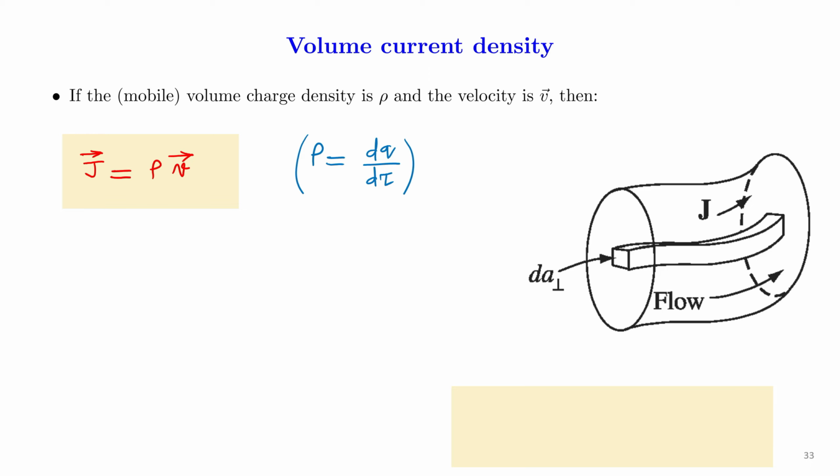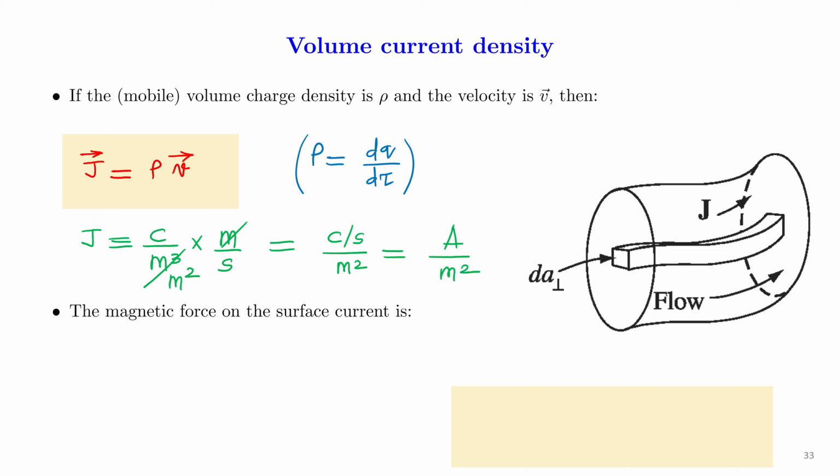Let's check whether it is dimensionally correct. We have J as Coulomb per meter cube multiplied by meter per second. Meter and meter cube will get cancelled. So this is Coulomb per second per meter square, and that is equal to ampere per meter square.